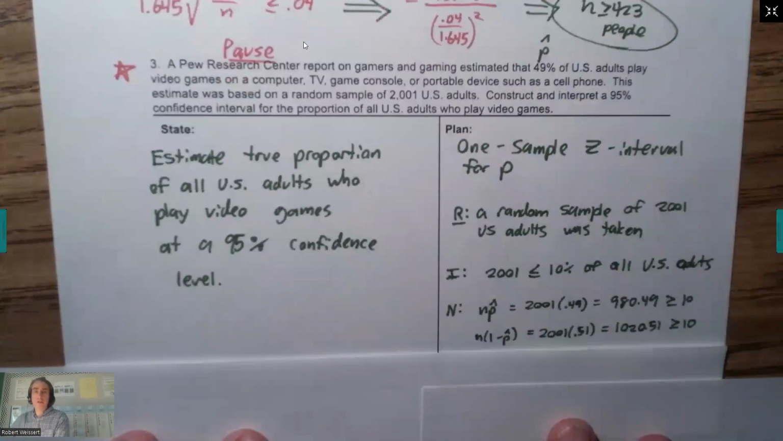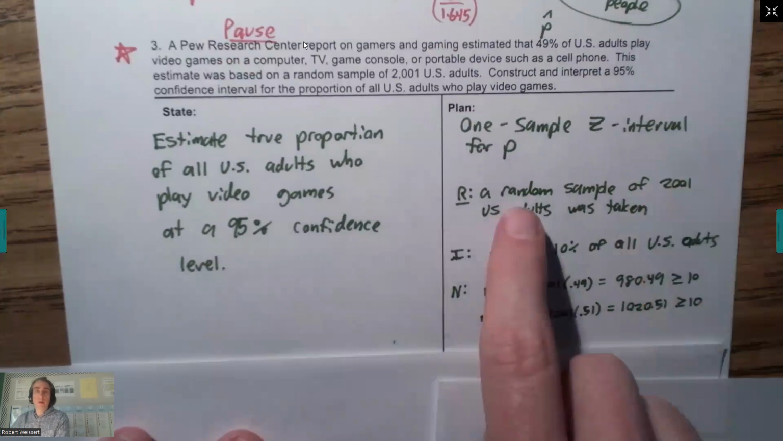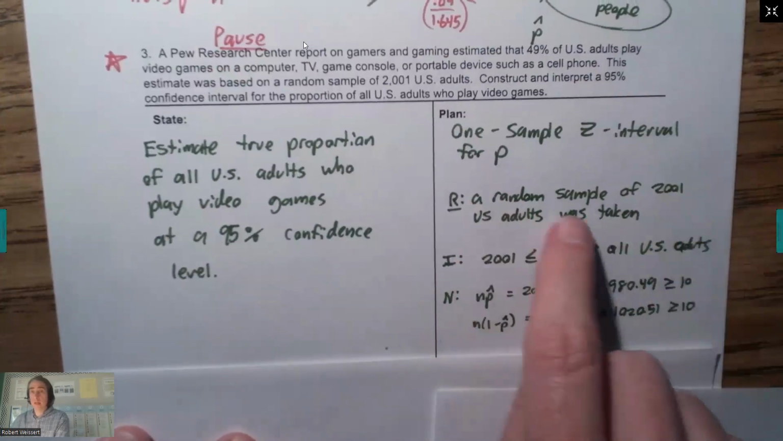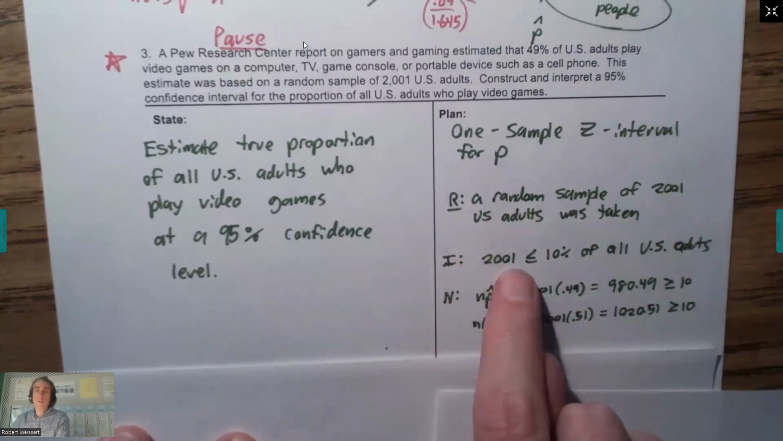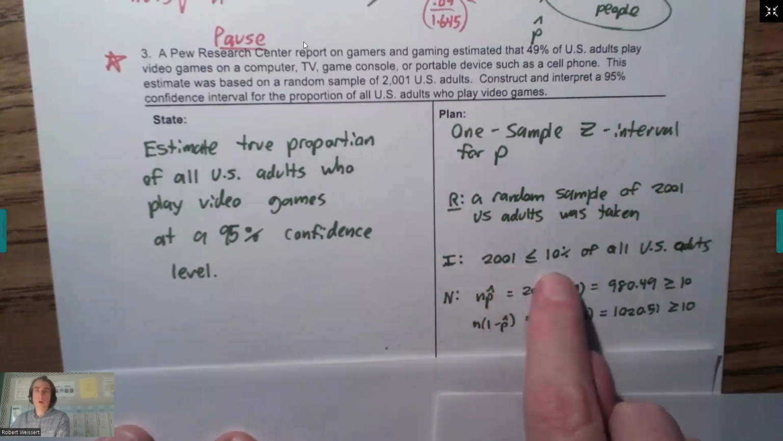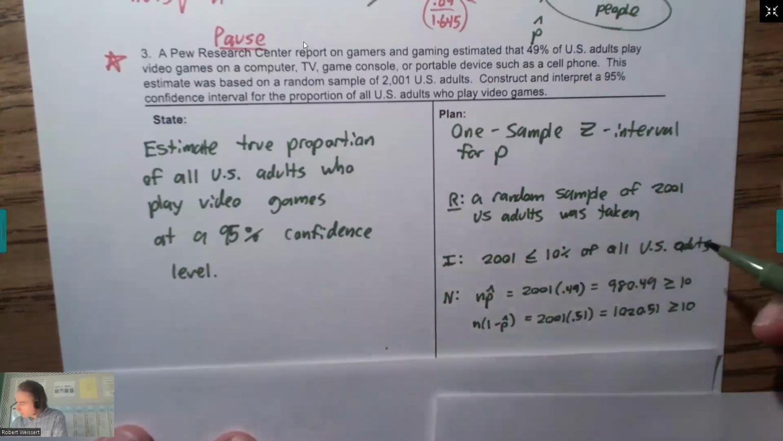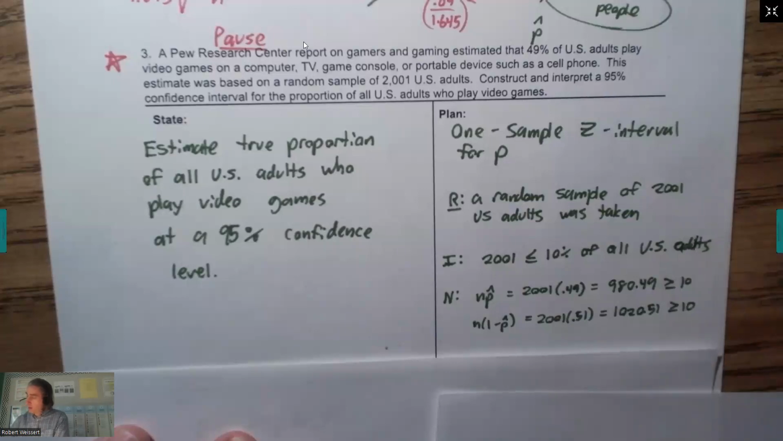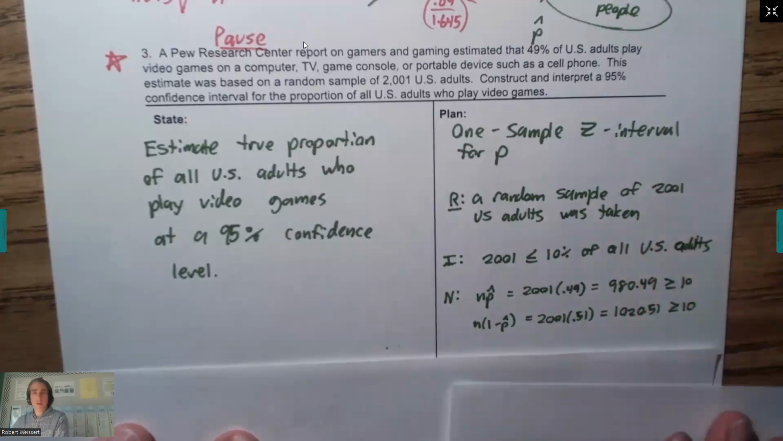And when you check your three conditions, you should write the following. We say random sample of 2001 U.S. adults was taken. For the independent, we say 2001 is less than 10% of all U.S. adults. Your normal is your large counts, so we want to make sure both n p-hat and n times 1 minus p-hat are both at least 10. And they are. So we've done our state plan.